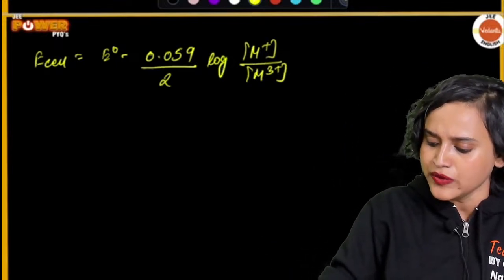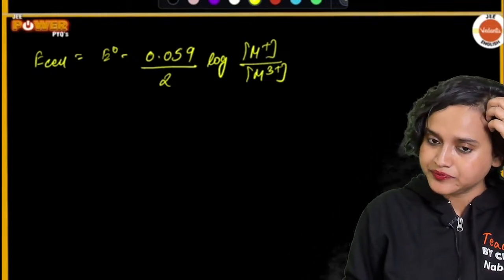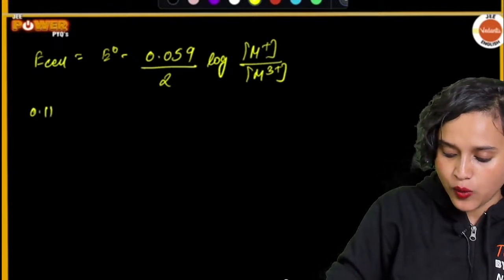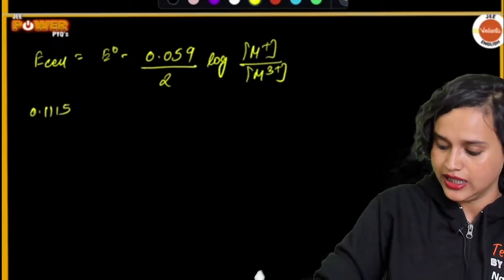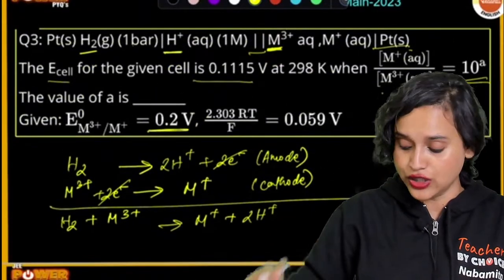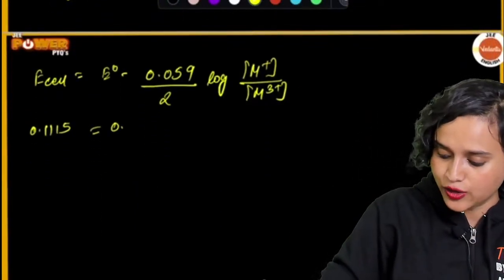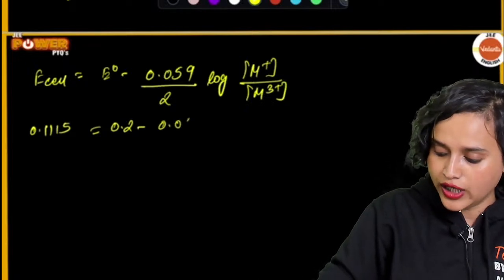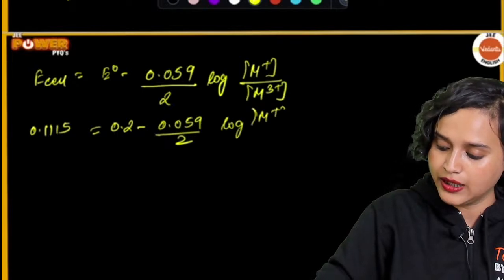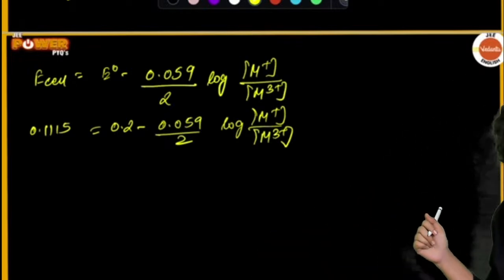Let's solve it. Chalo. So 0.059 divided by 2, how much will I get? And E cell value is also given to you, that is 0.1115, is equal to E naught value, which is also given, 0.2. So basically we just have to put in the values. So 0.2 minus 0.059 divided by 2, and then we keep it as log of M plus divided by M3 plus. Correct, everybody?